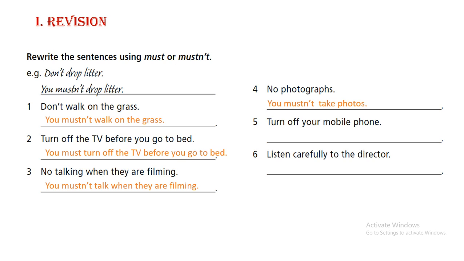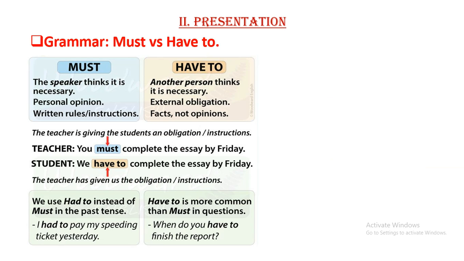Number five, turn off your mobile phone. You're going to say you must turn off your mobile phone. Number six, listen carefully to the director. The answer is, you must listen carefully to the director. That's it for our revision today. Let's continue to the lesson.